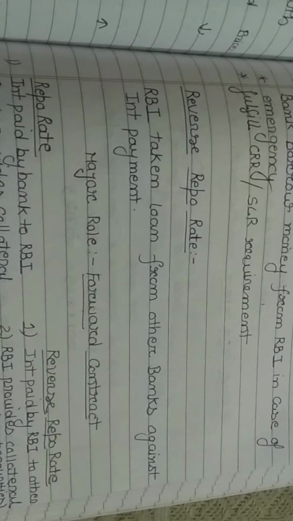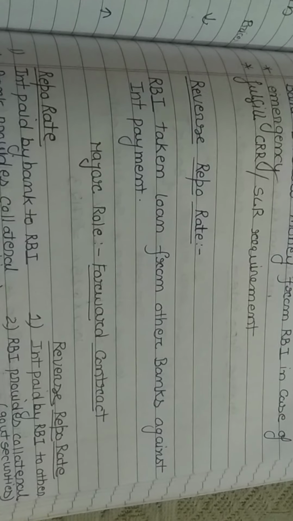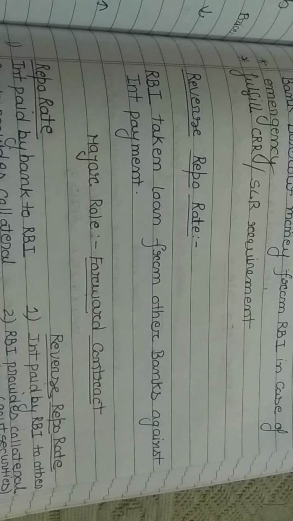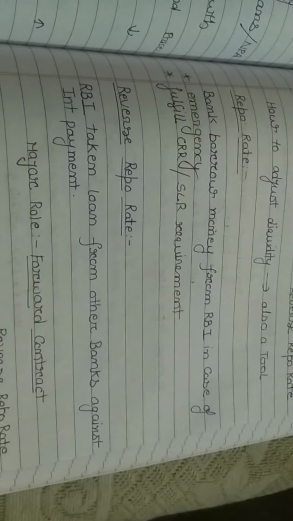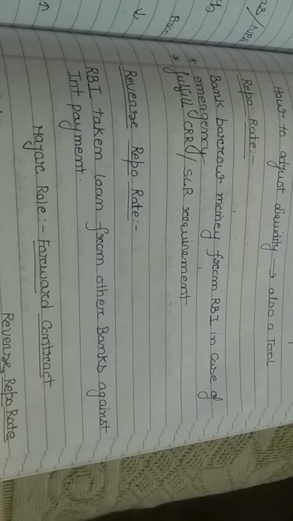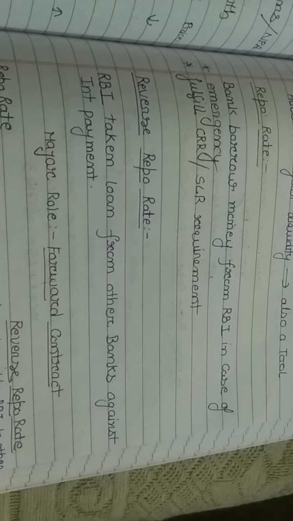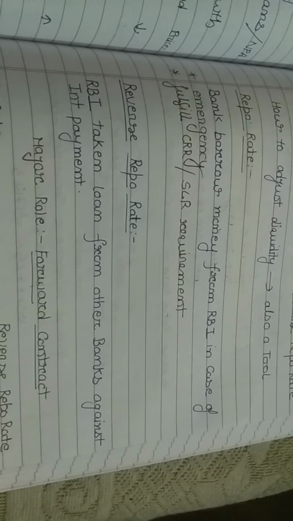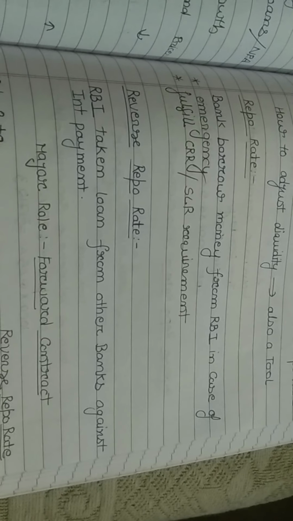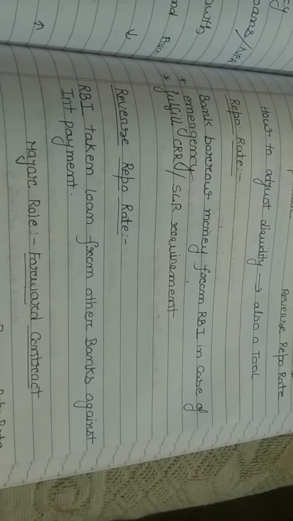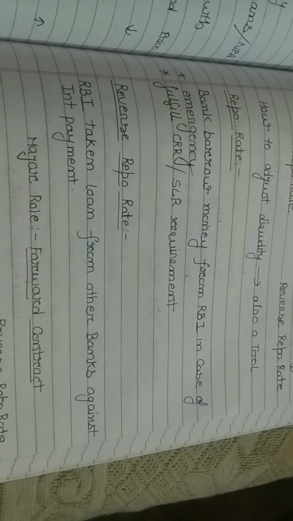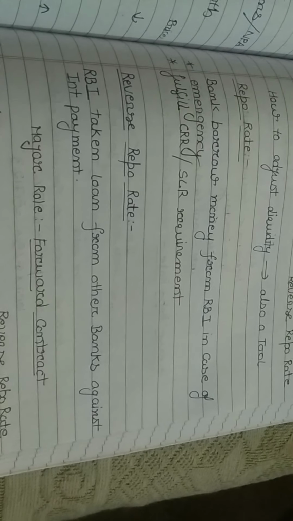And when we talk about the reverse repo rate, the RBI takes loans from other banks against interest payment. So, in the repo rate, the bank takes the loan from the RBI, and in the reverse repo rate, the RBI takes the loan from the banks. The major concept used in this loan is the forward contract. We will never use this type of contract in any other loan.